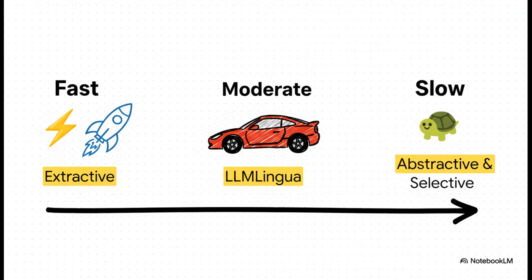The other huge trade-off, of course, is speed. Latency matters a lot. On the one hand, you have your speed daemon, a simple extractive method. It's blazing fast. But on the other side of the spectrum, anything that needs to make another call to an LLM, like our abstractive summarizer or the selective quoting tool, is going to be slower. You're adding a whole other network hop and inference step. LLMLingua kind of sits in the middle. And for any app that a real person is using, every single millisecond counts.